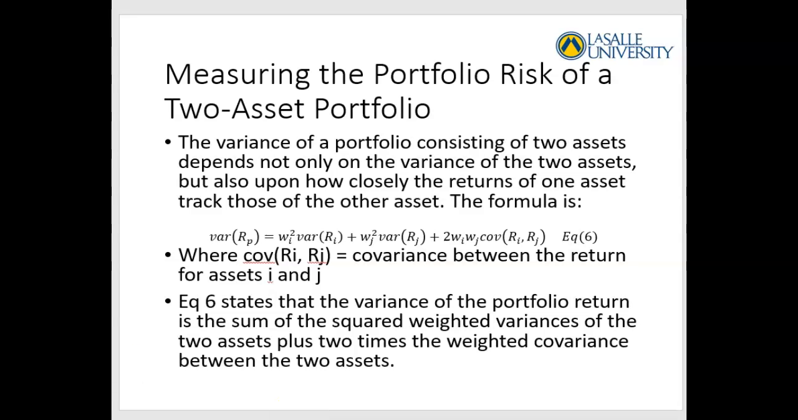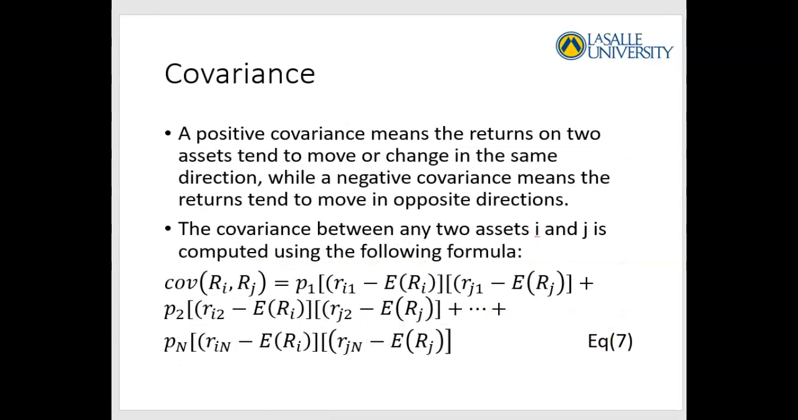So let's try to understand the concept of covariance in slightly more detail. Covariance has a precise mathematical translation. Its practical meaning is the degree to which the returns of the two assets covary or change together.